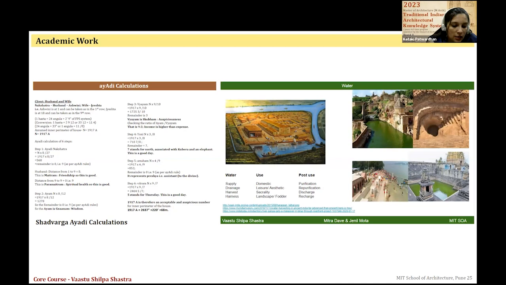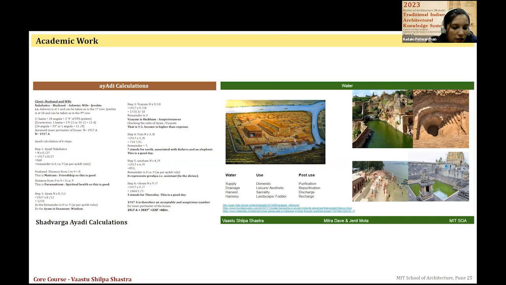Now this is about Vastu Shilpa Shastra, one of our most liked theory subjects of this program, in which the basics and the important aspects of Vastu Shilpa Shastra are covered, of course, but then there are theoretical and practical calculation sessions that happen. What you see on the left hand side is the Shadvarga Ayadi. It is a 6-step calculation, which will give us an output of the size of a garbhagruha or a courtyard or an open space.